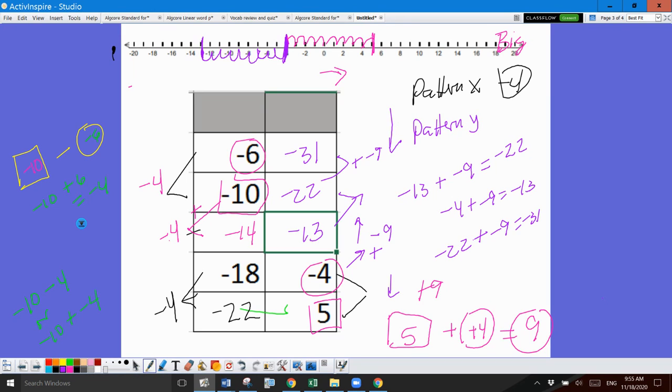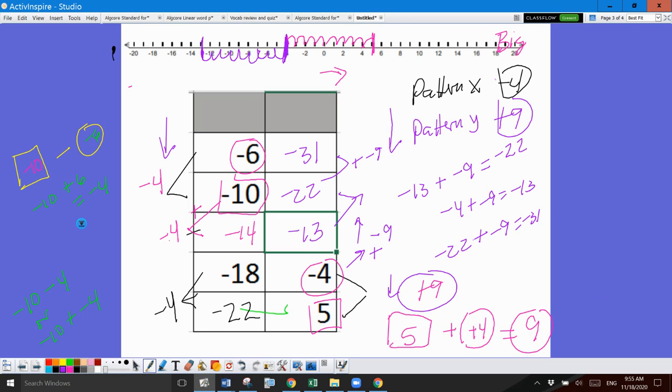Okay, now, pattern-wise, when I'm working on the pattern of the y, I have to use the down pattern, not the up pattern. I have to use the down pattern because this was a down pattern, okay? So I can't use the -9, I have to use the +9. So my pattern of the X is -4. My pattern of the Y is a +9.